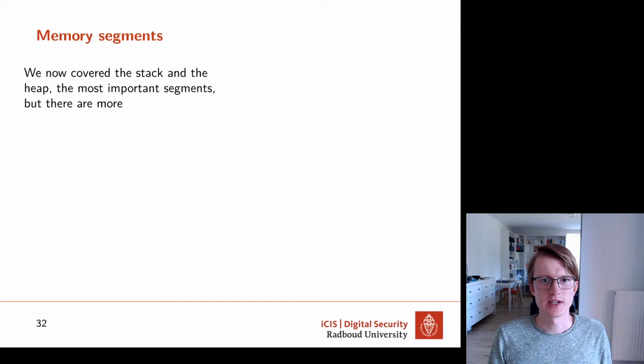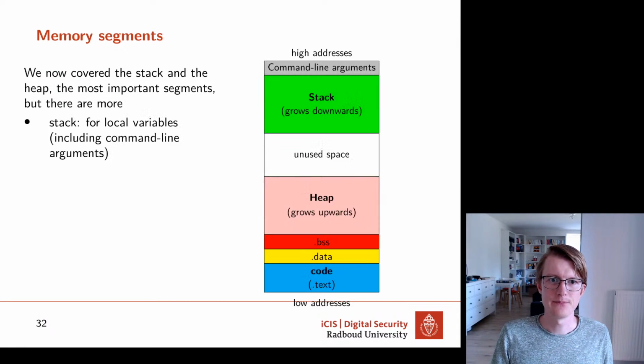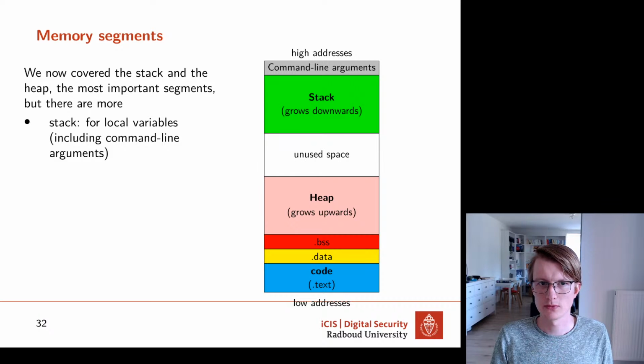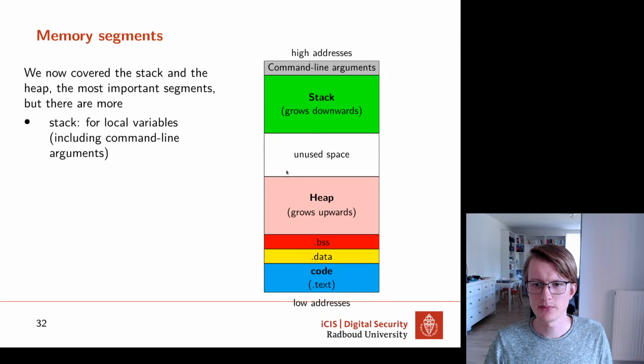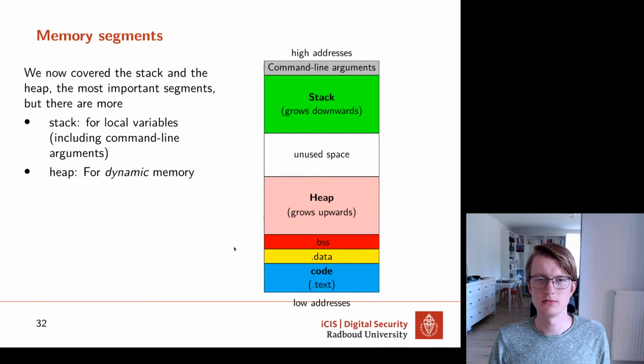Then there were these segments that we talked about last week already. But to summarize, we first have the stack. Stack starts at the top and grows downwards. And actually, the command line arguments are also on the stack. Then there's the heap, and that is somewhere in the middle. But then there's also the BSS, data and code segments, and they are from the start. The heap is what we call dynamic memory, because you can dynamically size it and move it around.